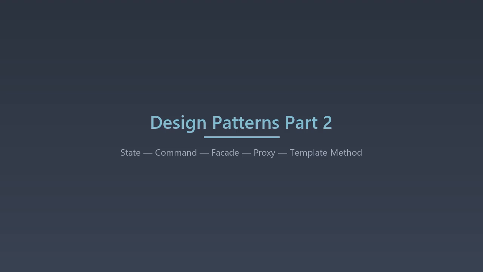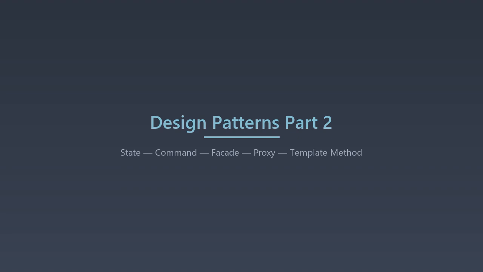In part 1, we covered singleton, factory, builder, adapter, decorator, strategy, observer, and dependency injection. This is part 2, 5 more design patterns that come up all the time in interviews and real projects. Same style, real-life analogies, short code, zero fluff.